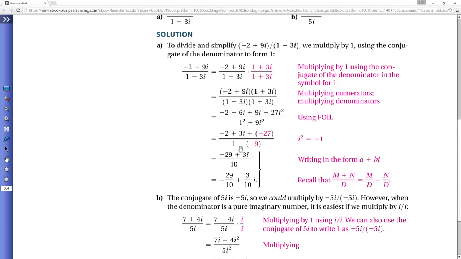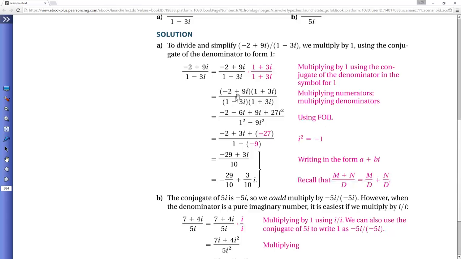Multiply the numerators. We have to do FOIL in this case because there's no difference of squares kind of multiplying here. They take first times first, they get 2, negative 2 times 1. The F of the FOIL is first times first, negative 2 times 1.